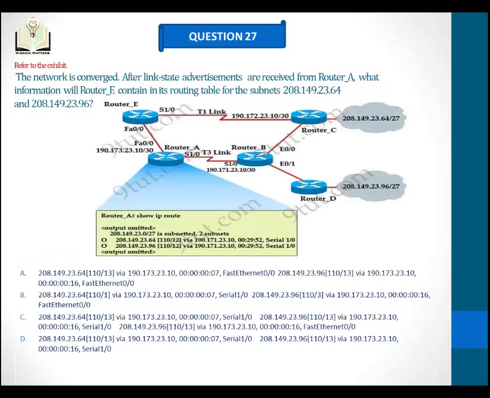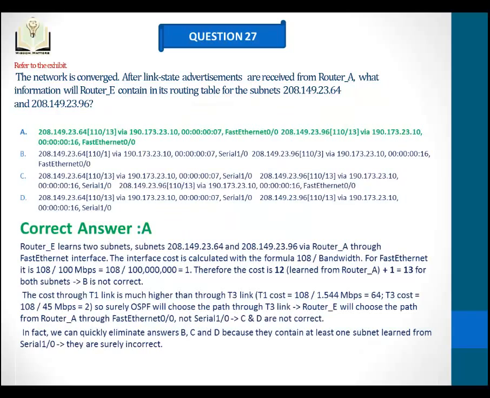Refer to the exhibit. The network is converged after link state advertisements are received from router A. What information will router A contain in its routing table for the subnets 208.149.23.64 and 208.149.23.96? Go through the detailed exhibit, and the answer is A.